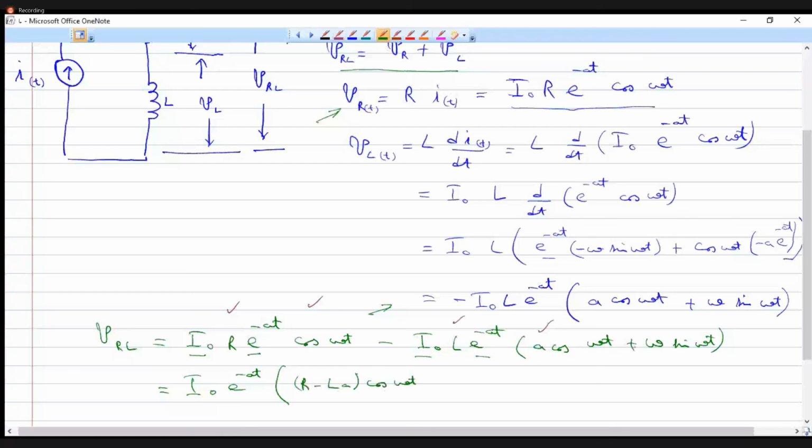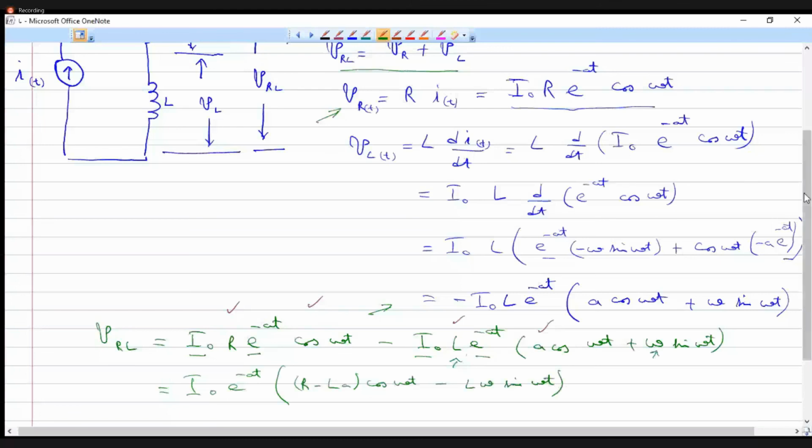And here we have L omega sin omega t minus this L, and this L and this omega will be multiplied, and sin omega t minus L omega sin omega t. Okay.